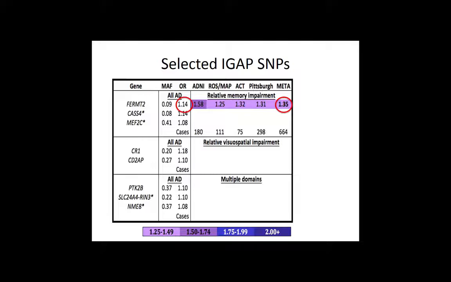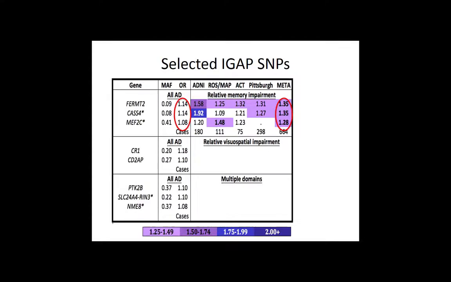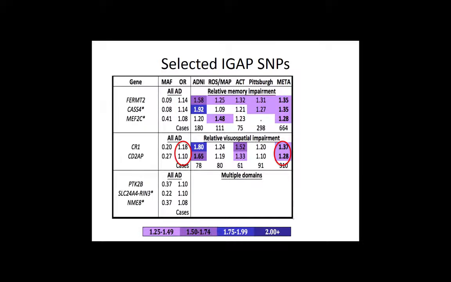So in each of these, the strength of association is higher in this one group than it is overall among people with Alzheimer's disease. And for these 3 SNPs, that is true. For relative visual spatial impairment, for these 2 SNPs, it's driven by this group with visual spatial impairment.